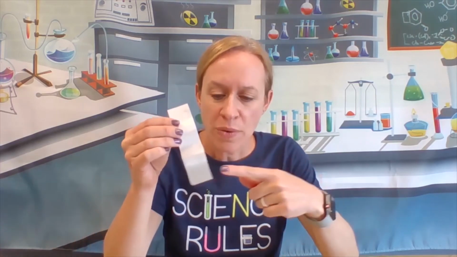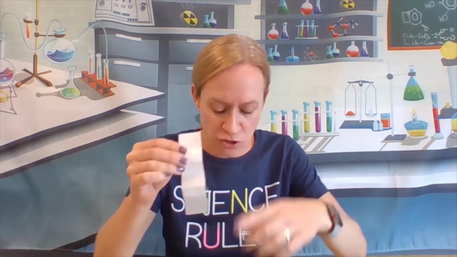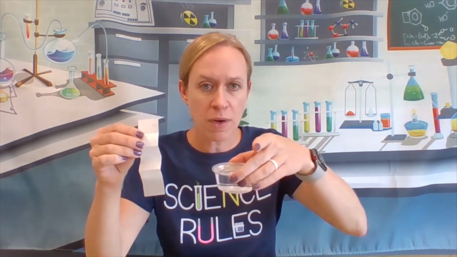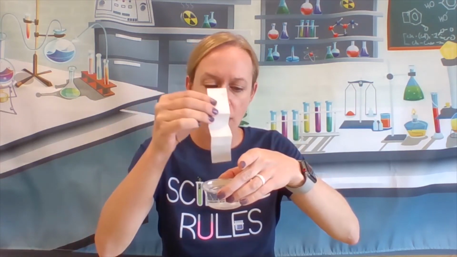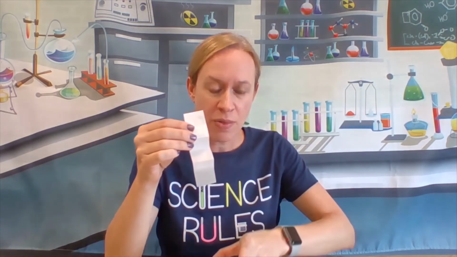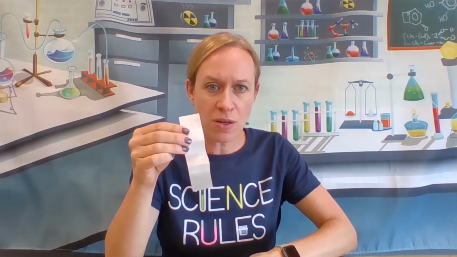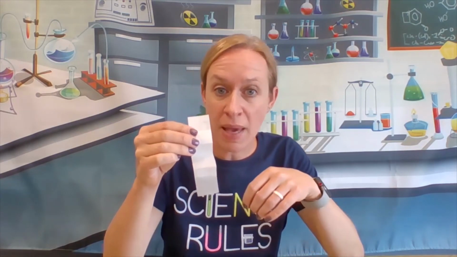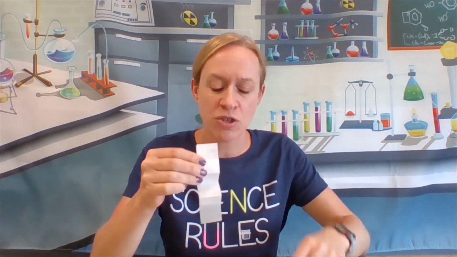So why did that happen? What's the science? Well, the water molecules that are on this strip of paper and the water molecules that are in the cup are attracted to each other. So we call that cohesion. The water molecules are also attracted to the solid paper molecules, which we call adhesion. And these forces cause the strip of paper to reach towards the water when it gets close enough.